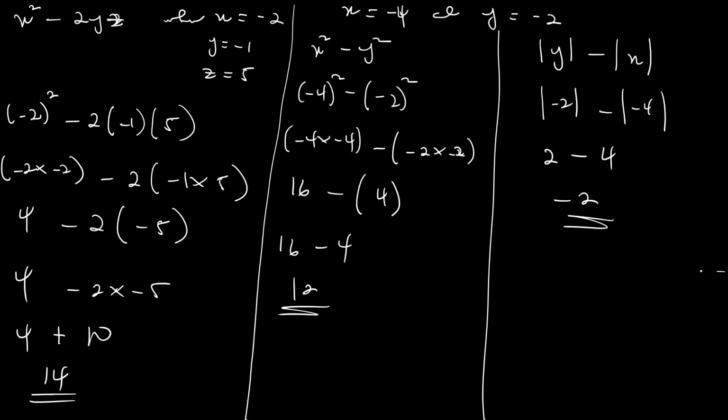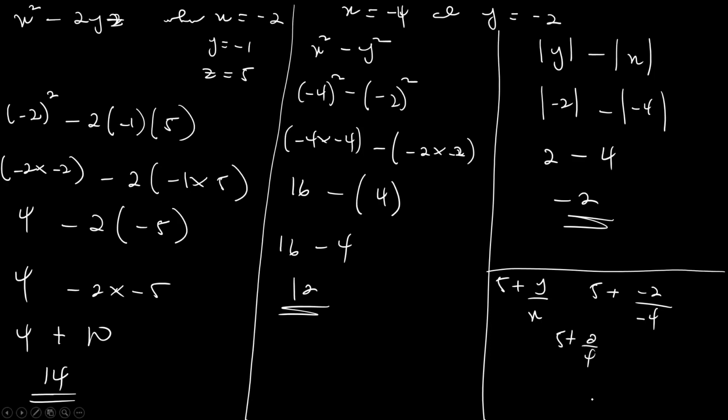The last example. Okay, so if I'm given 5 plus y divided by x, right? So it's 5 plus y is minus 2 all over x is minus 4, right? So the negatives will cancel out. So we have 5 plus 2 over 4. And 5 plus 2 over 4 is the same thing as 1 over 2. So this gives us 5 whole number 1 over 2, or 11 over 2.